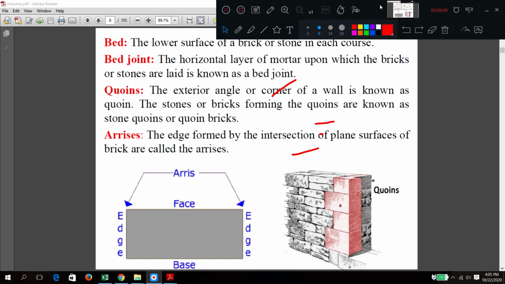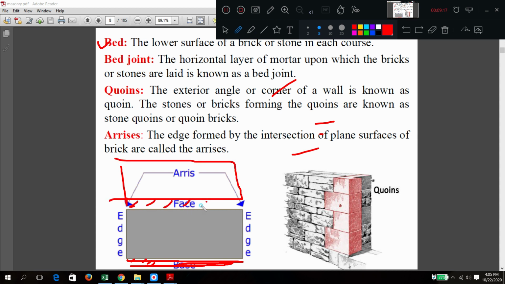Now, some more important technical terms. Bed and bed joint. What are these? Bed is what? The bottom surface of the brick. If you see this is a brick, then the bottom surface is called bed. And for the next layer, if that brick comes here, there will be mortar again here. This is a mortar joint.